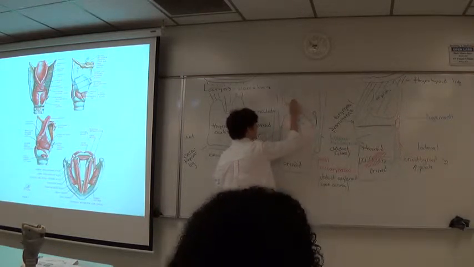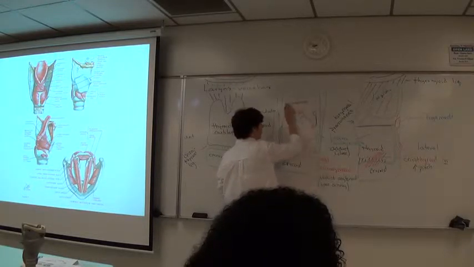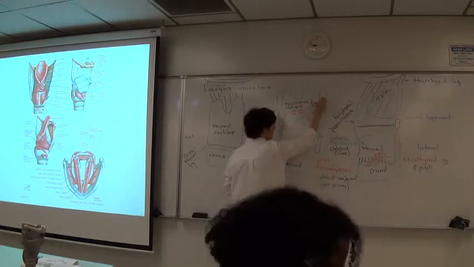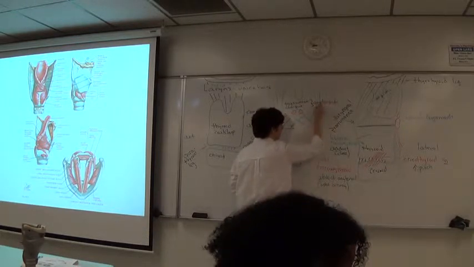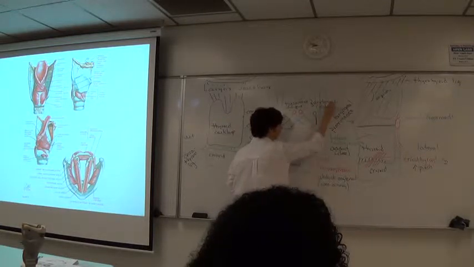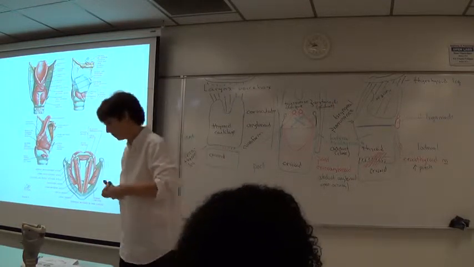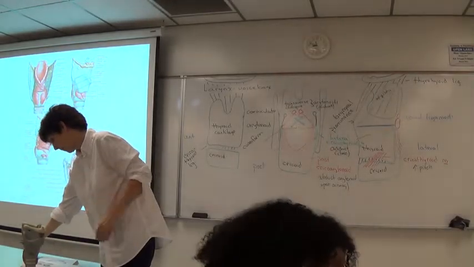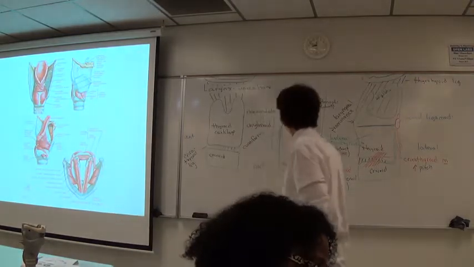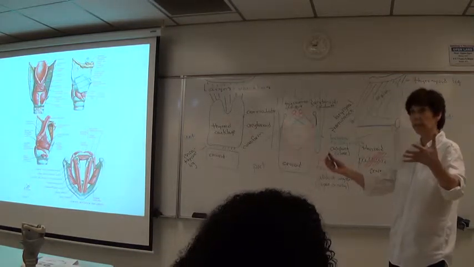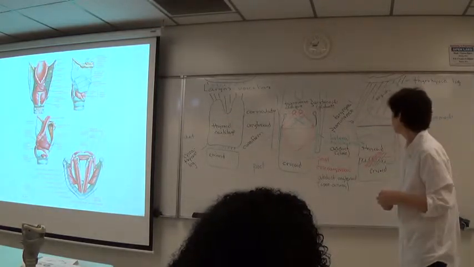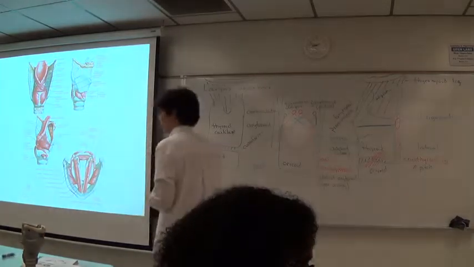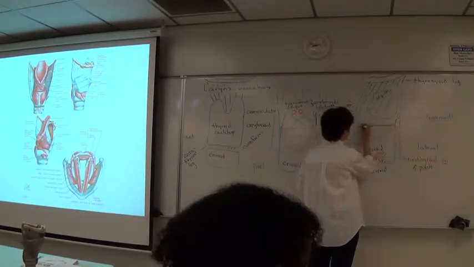So transverse and oblique arytenoids. And they also abduct. They open up the space. And then finally, we have the vocal ligament, the vocal muscles, called vocalis. So I'll show these to you in the diagram in just a second. Vocalis covers up the vocal ligaments.